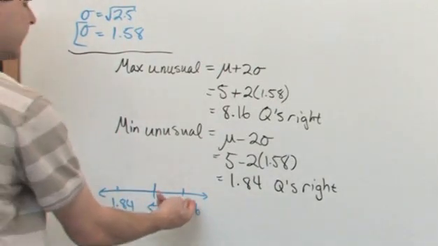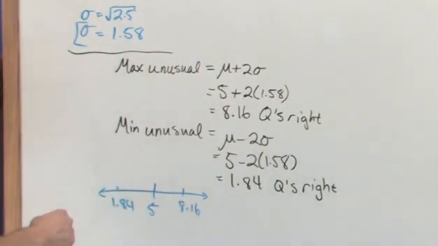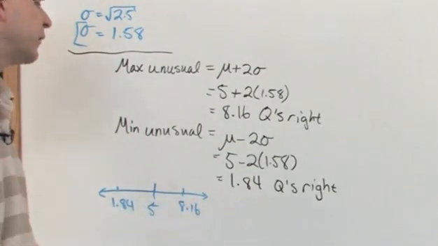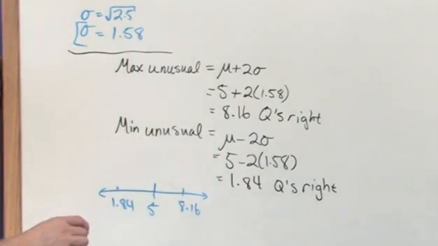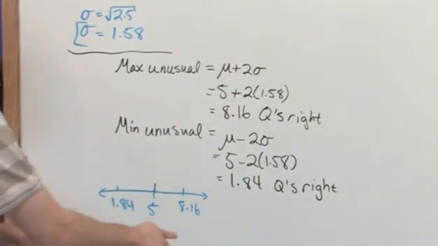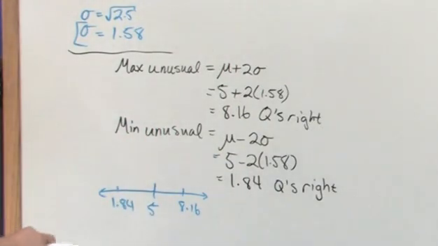And also, if you get someone that scores higher than 8.16, maybe getting 9 or 10 questions correct on the test, they're going to be considered an outlier. They're going to be considered unusual for the same reason, because 95% of the people should score between this and this, for this binomial distribution.